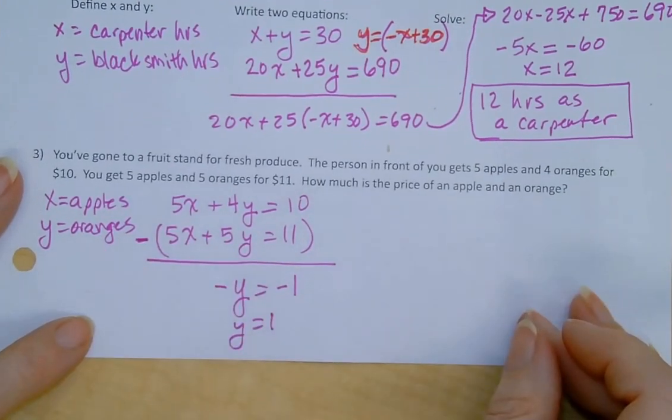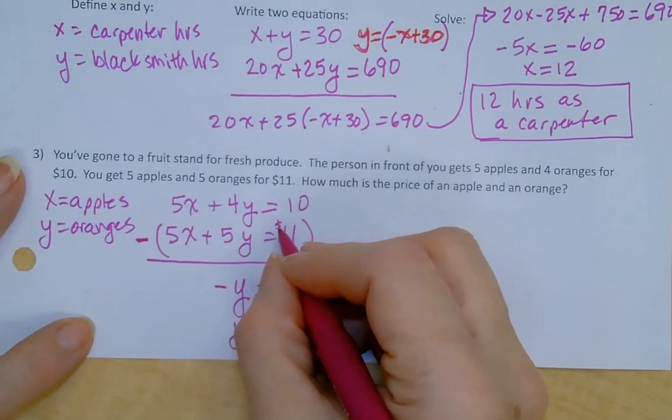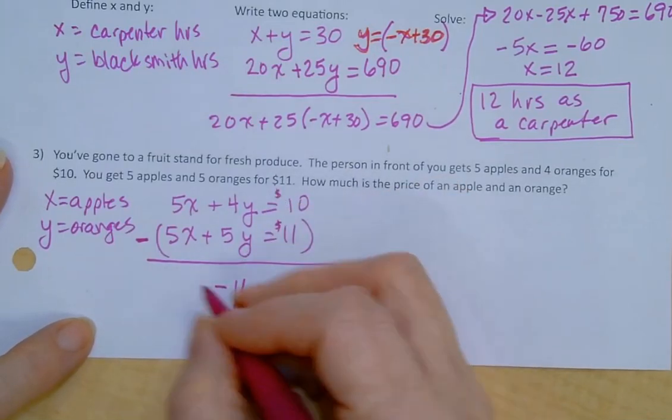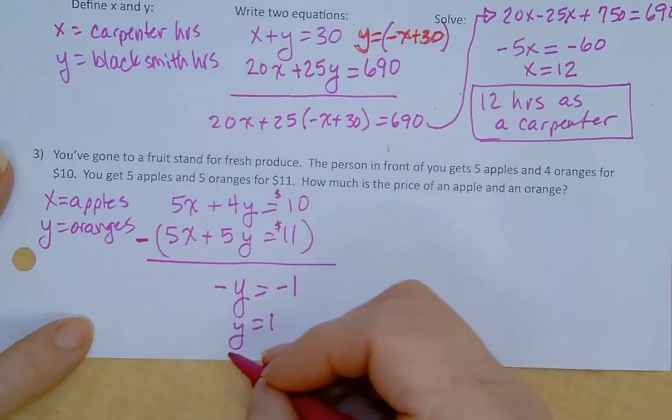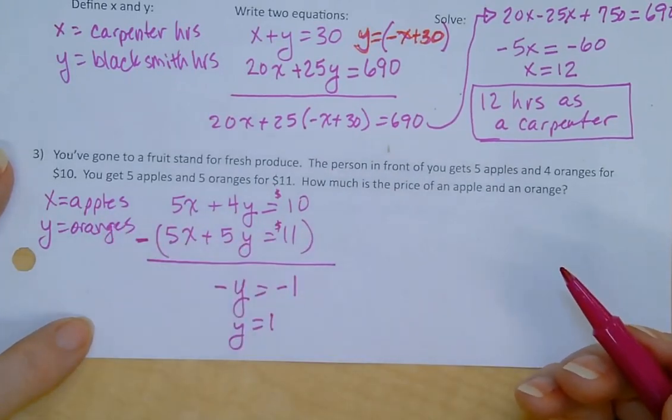How much money am I spending? Remember, this is dollars over here. I have $1 for every orange. Then I need to figure out how much money an apple costs.